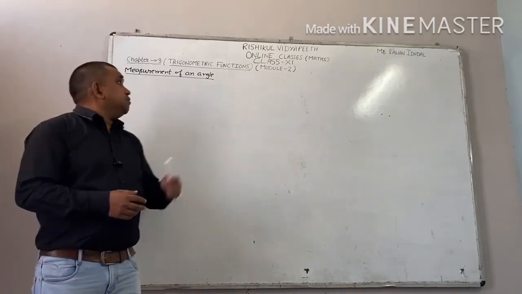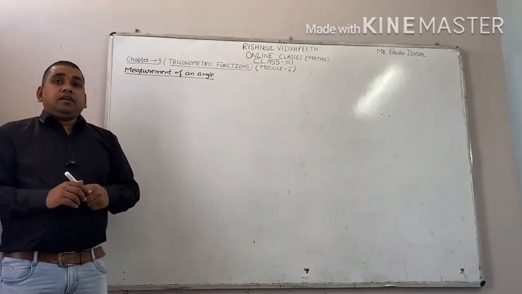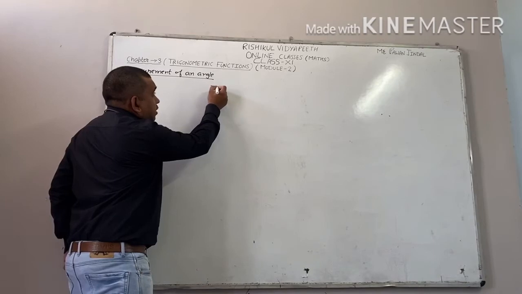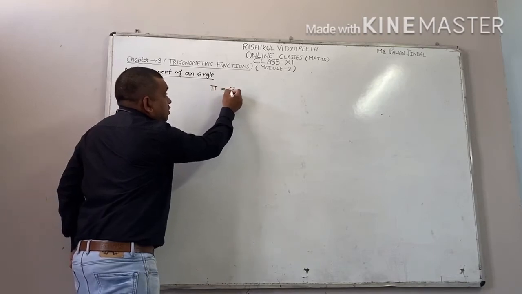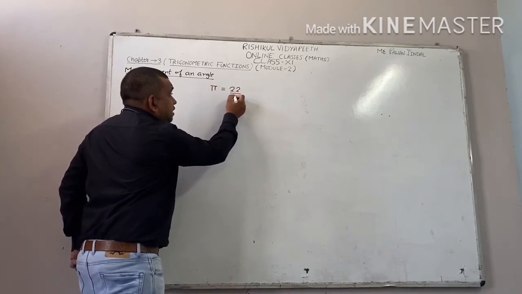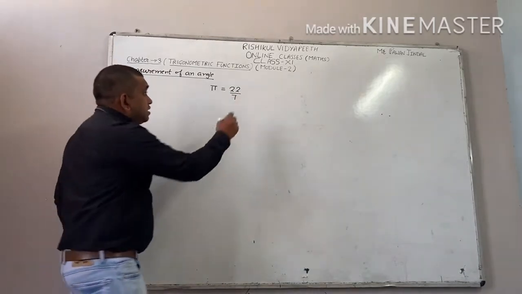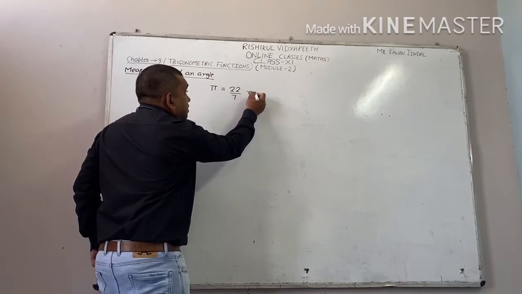Our today's topic is measurement of an angle. Students, you know the value of pi. What is the value of pi? This is equal to 22 by 7. This value of pi is in radians.